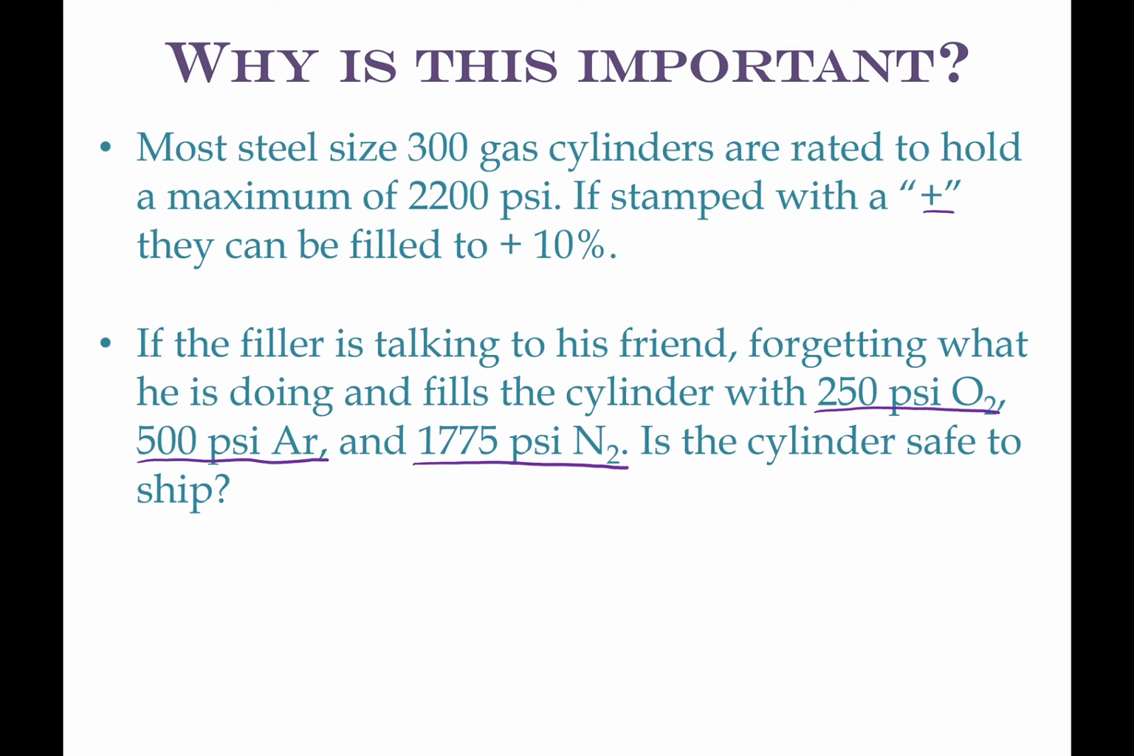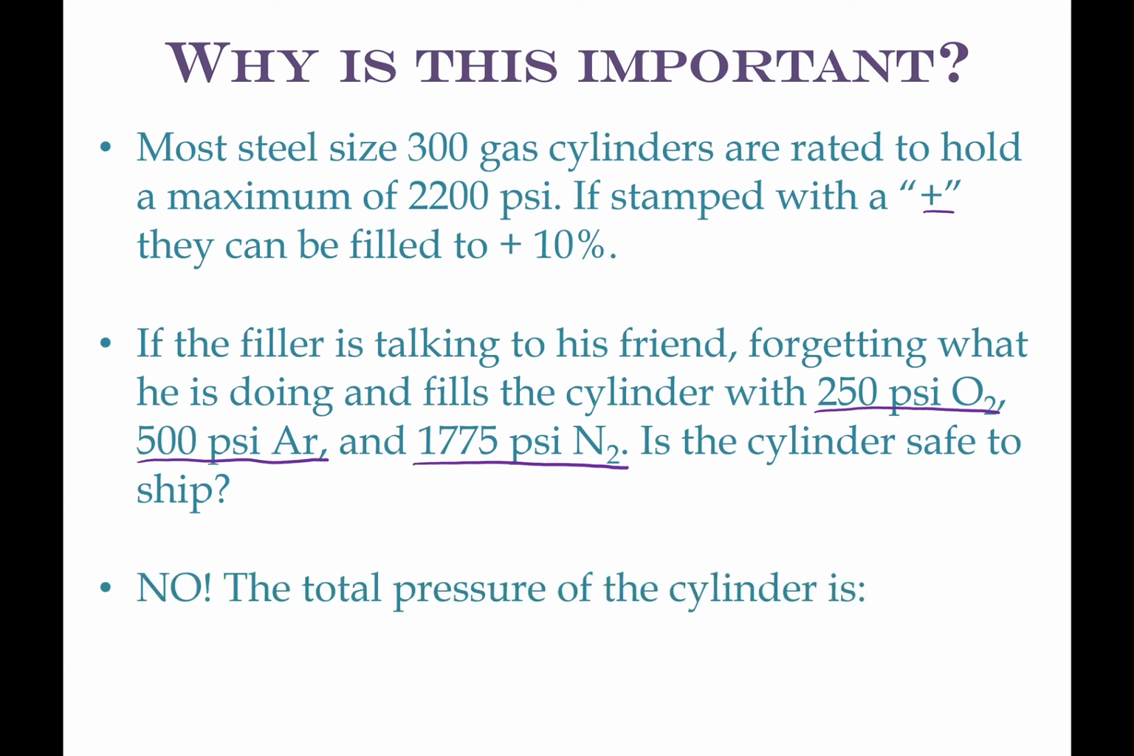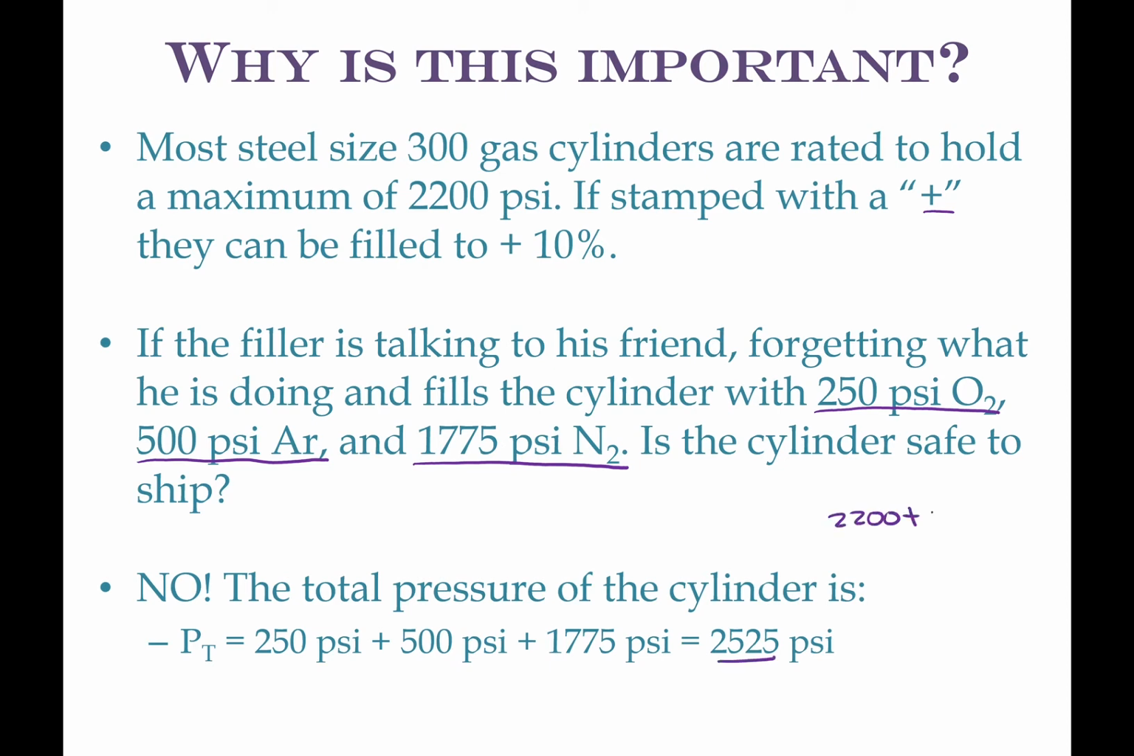So you figure out, this is your job, is it safe to ship? Pause it and try it. All right, hopefully you came up with no, because the total pressure inside the cylinder is 2525. And if we have 2200 plus 10%, well, what's 10% of 2200? It's 220. So it'd be 2200 plus 220 gives us 2420 psi. And this is 2525.